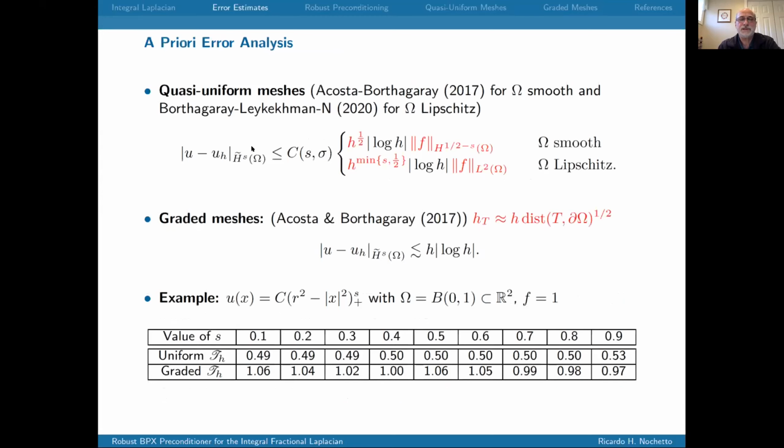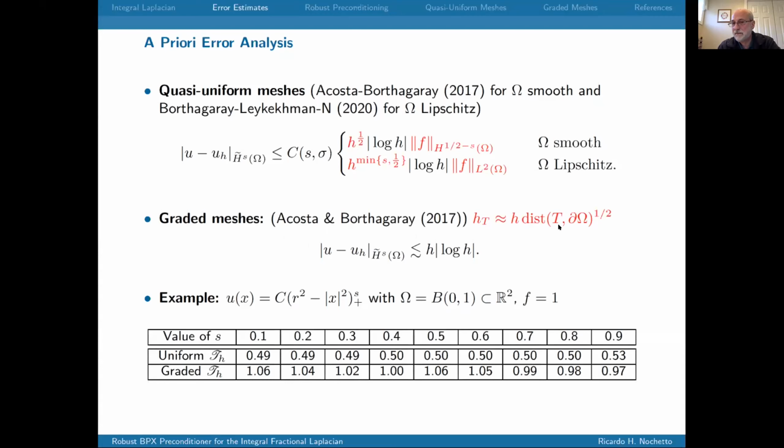So there are two types of results. In quasi-uniform meshes, as you can see, this goes back to 2017, but there is some recent progress. We get h to the power 1/2 for smooth domains, say C infinity domains, and for Lipschitz domains, we get this. The question here is that there is a reduced rate even for linear functions, and this is because of the boundary behavior that can be compensated by using graded meshes as discussed by Acosta and Borthagaray, also in 2017.